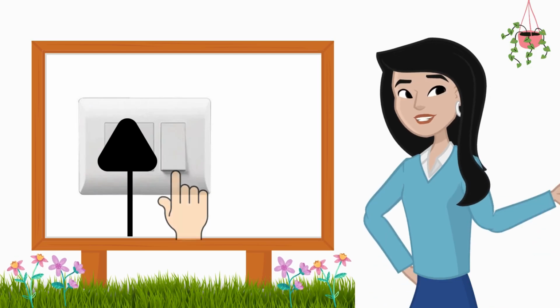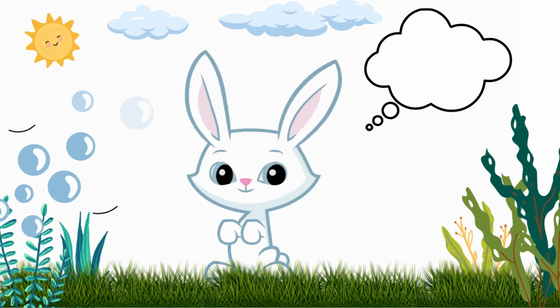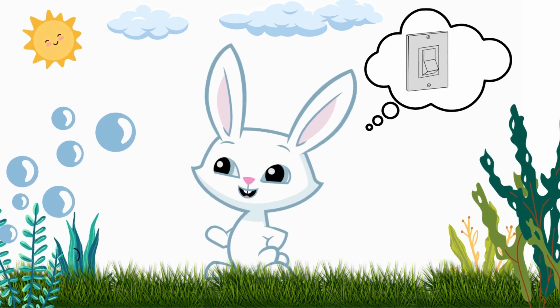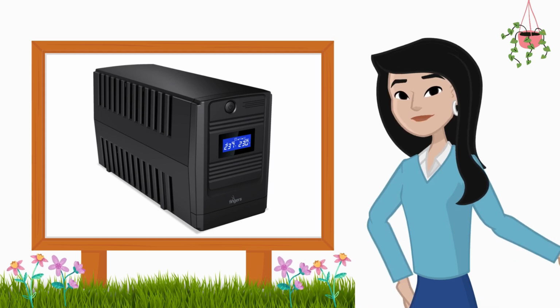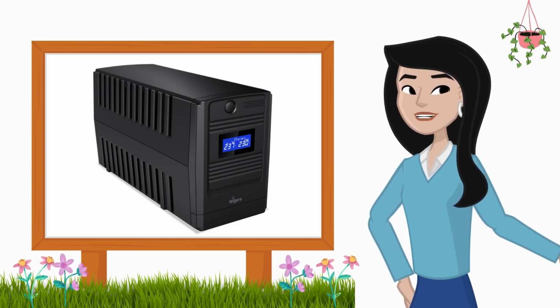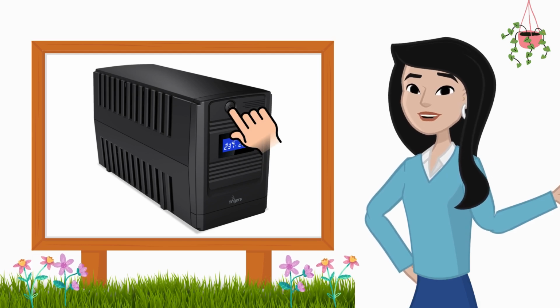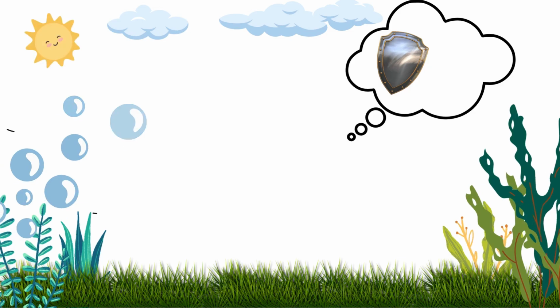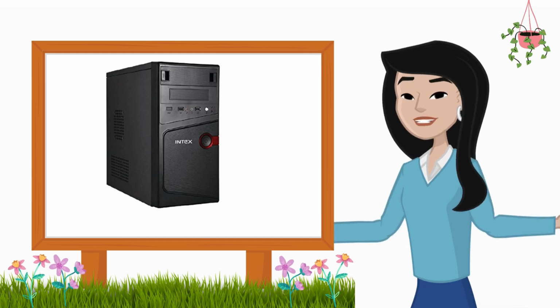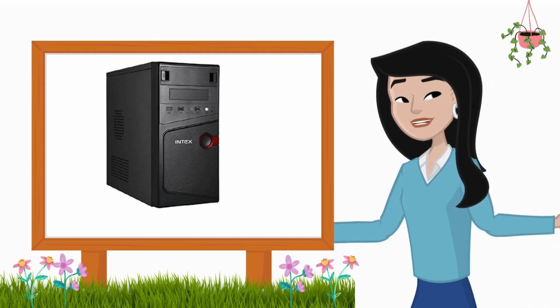First you need to switch on the power supply. Oh, that's like the switch for lights, right? Exactly Bunny. Now we need to switch on the UPS button. This UPS keeps computer safe when power goes out suddenly. A shield for the computer? Yes, it acts like a shield for the computer.